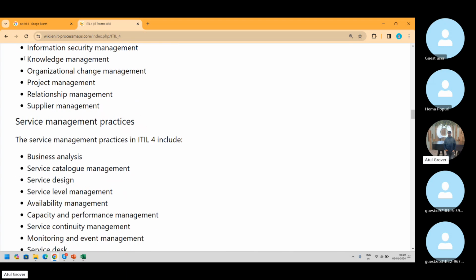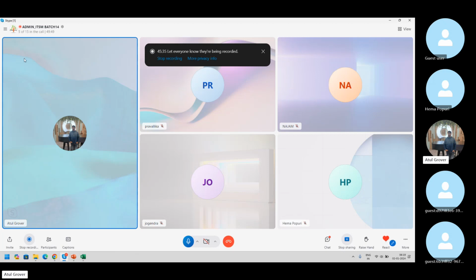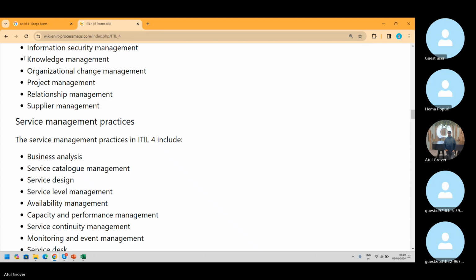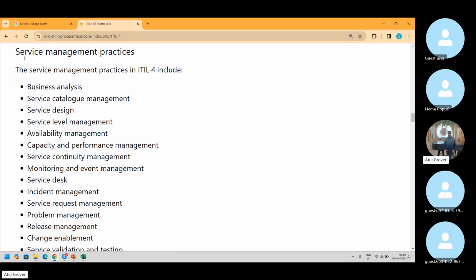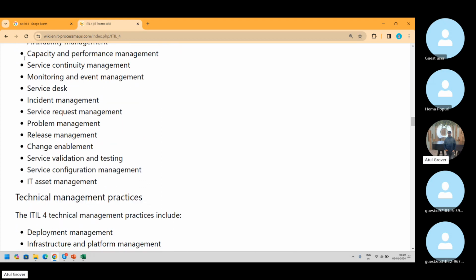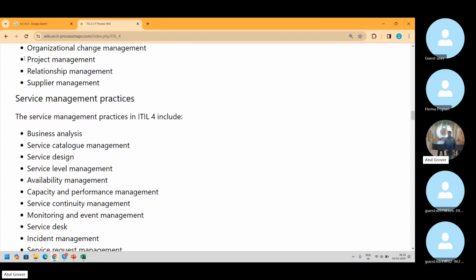Now, what is service management? This is our core area, because we are working in a service industry. We are working in the IT industry. Service management includes, I guess, 17 or 18 practices. The best part of ITIL4 is that they introduced business analysis as a practice. Before ITIL4, it was not considered a practice, nor a process. This is what ITIL4 brought.